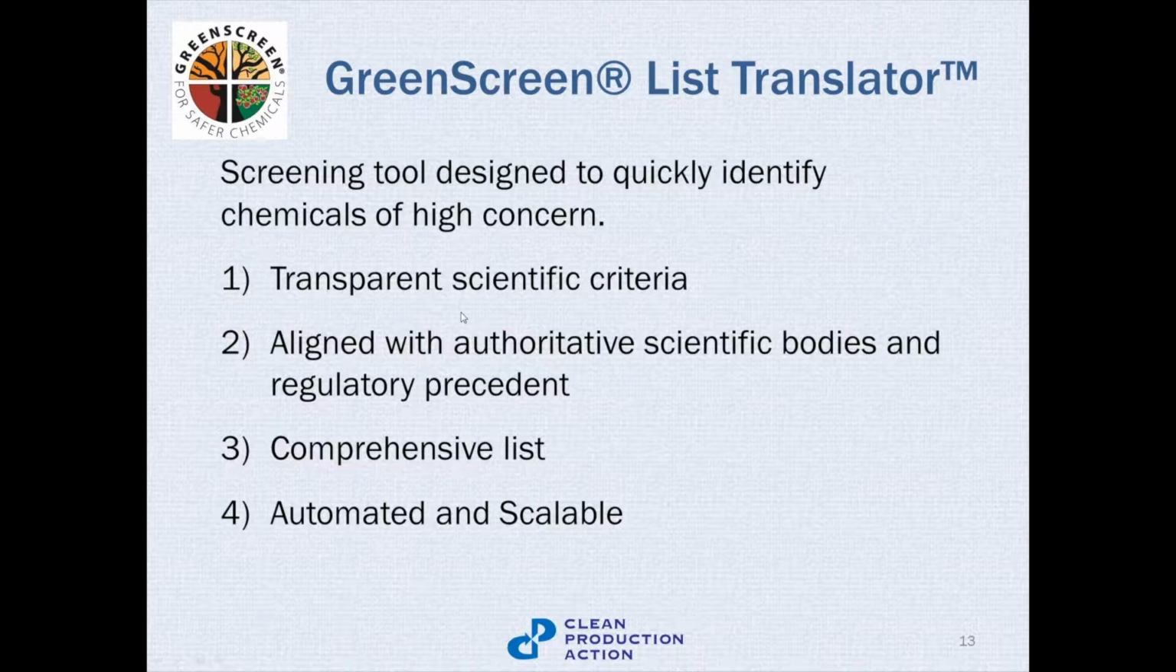The main difference between GreenScreen and List Translator, in addition to only looking at benchmark 1, is that rather than looking at all available data, you're only looking at list-based information sources, which is presence or absence of a chemical on a list and how that authoritative body evaluated it. And the great thing about that is because it's looking for presence or absence, this can be and has been automated, so it makes it a really scalable approach.